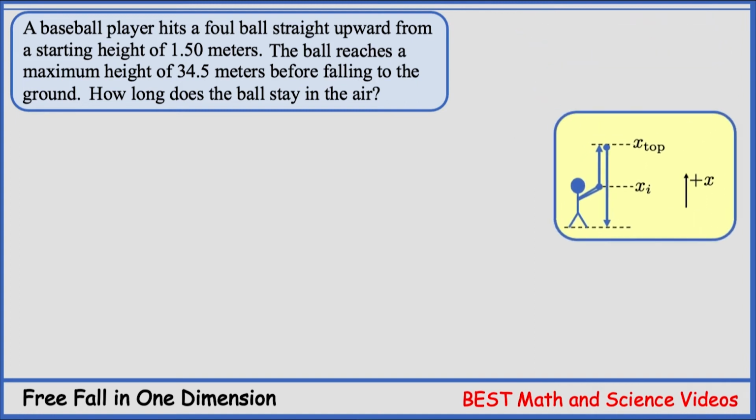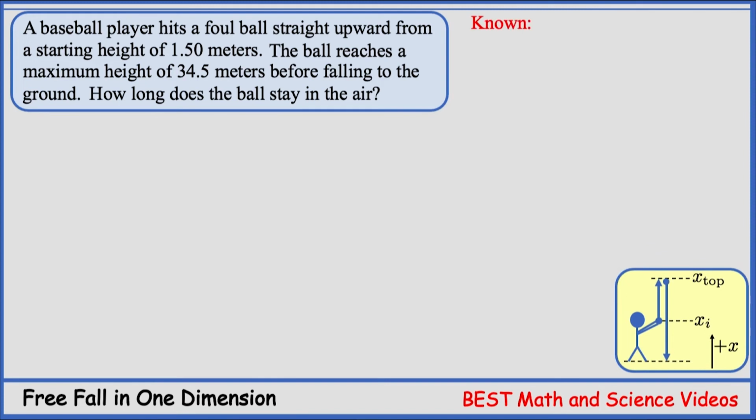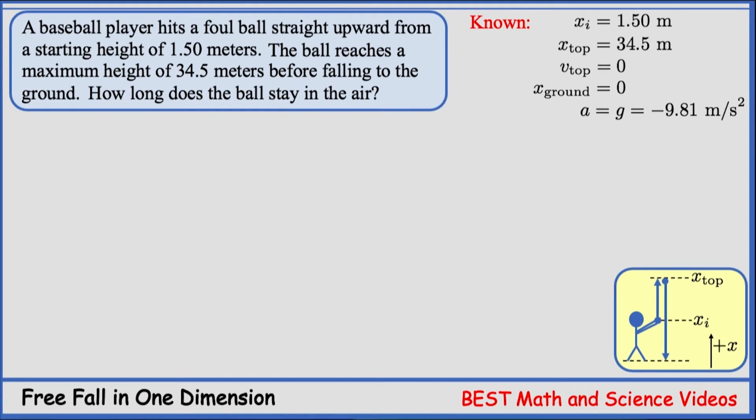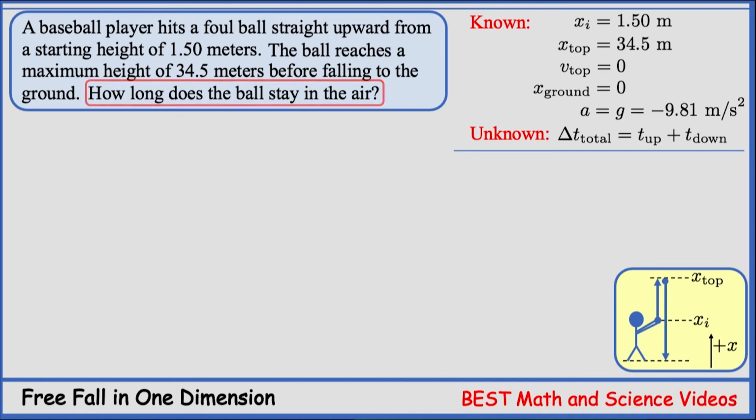Let's consider what we know. The starting height, xi, is 1.50 meters. The maximum height of the ball, x top, is 34.5 meters. And the velocity of the ball at this height, v top, is 0. The ground height, of course, is 0. And the ball's acceleration is constant, negative 9.81 meters per second squared. And what is unknown? We want to know how long the ball stays in the air. So the unknown is delta t total, the sum of the time up and the time down.